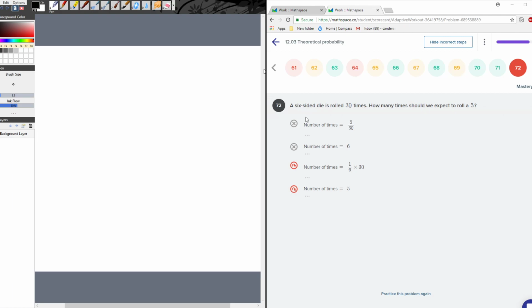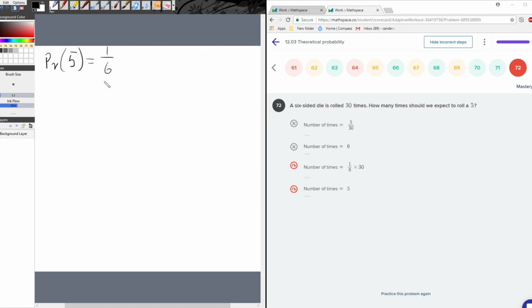So in this question here, a six-sided dice is rolled 30 times. So the probability of rolling a six-sided dice and getting a 5, right? A 5. So the probability of rolling a 5 is equal to 1 on 6, because there's 6 sides on a dice and there's one 5.